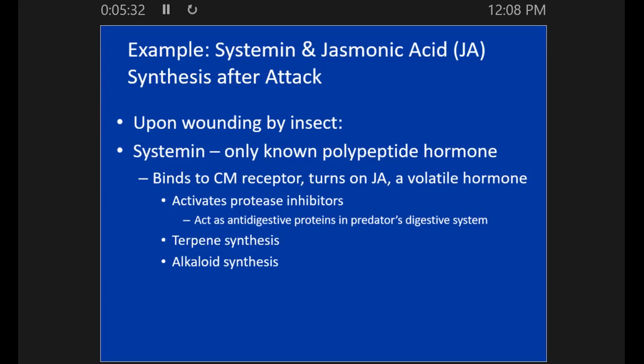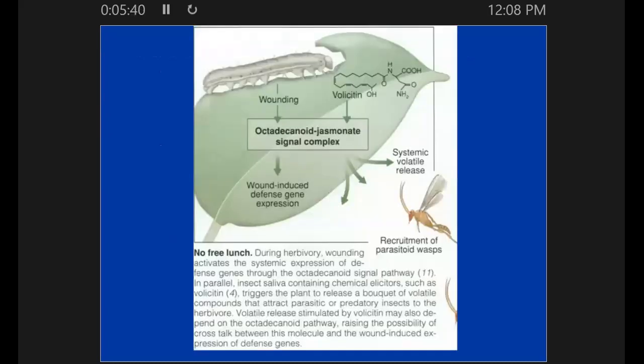And so, but it's the wounding event that is kicking all this off. And so here is a visual of a couple of things going on here. Here's the caterpillar chewing on a leaf. They're saying, okay, that's definitely wounding. And so that will kick in jasmonic acid. You'll get gene expression upregulated to try to deal with that.